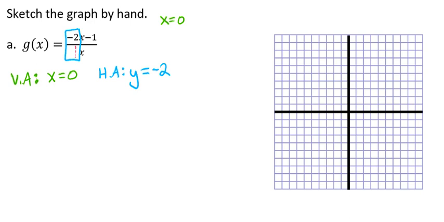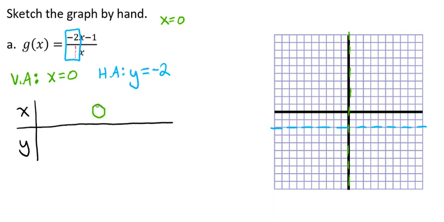So we can actually sketch our vertical asymptote and our horizontal asymptote. We'll sketch our vertical asymptote here at x equals 0, and we'll sketch our horizontal asymptote at y equals negative 2. And we're actually going to go ahead and create a table. So here we have our x values and our y values, and I want to make sure that we're including any holes or any vertical asymptotes. Because 0 is our vertical asymptote, we're going to go ahead from here and put some different numbers in.